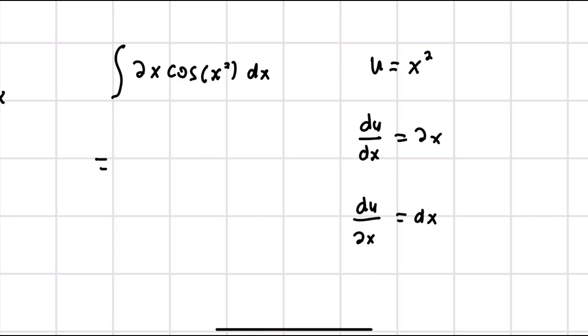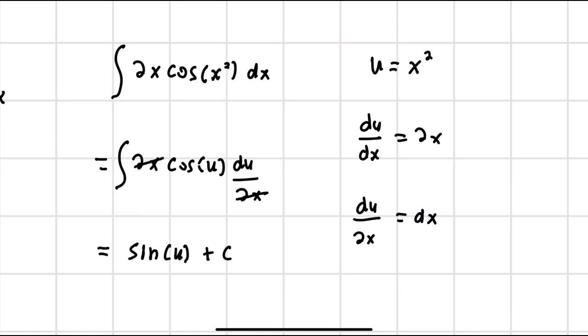And now let's substitute everything. So we have 2x times cosine u, and dx will be replaced with du over 2x. And you can see the 2x's cancel out nicely. And the antiderivative of cos u is simply equal to sine u plus c. And then now we substitute the u for x squared. So we have sine x squared plus c.